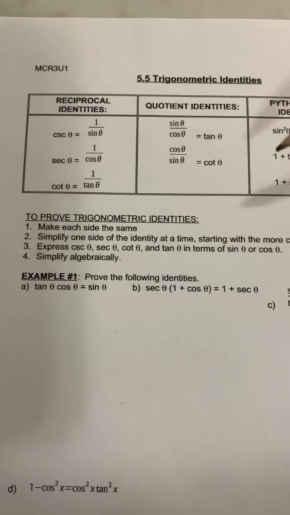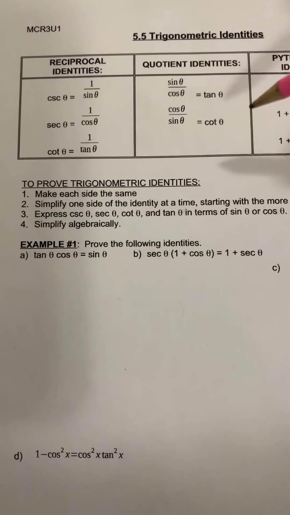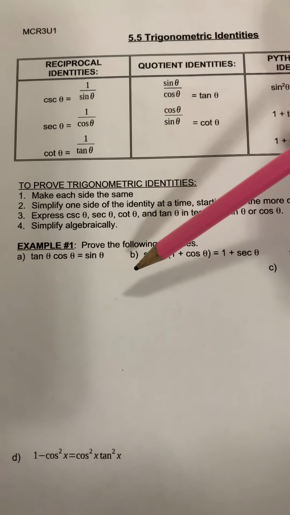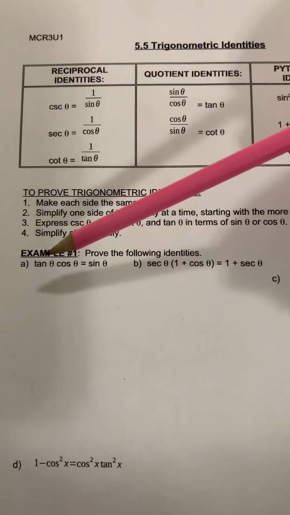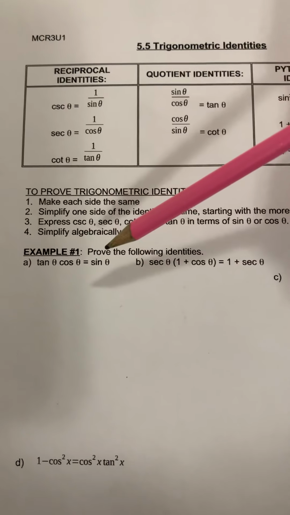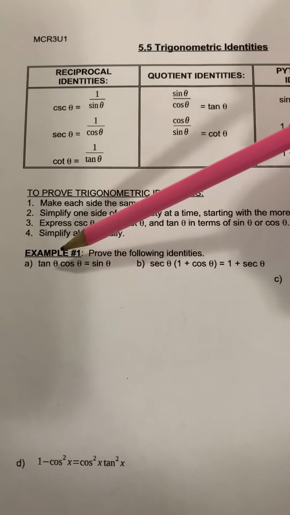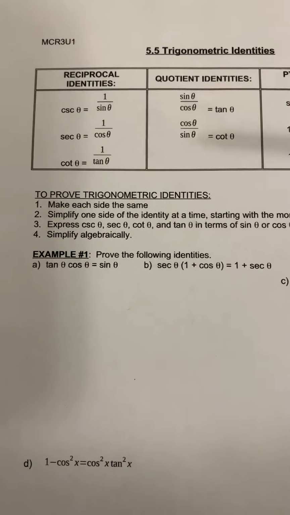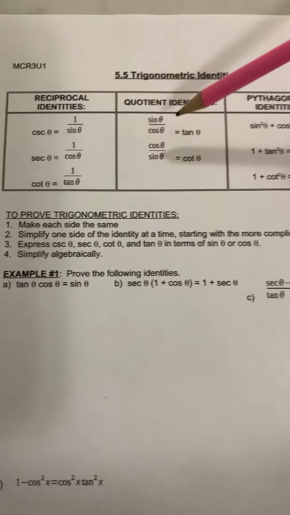So what happens is we get these equations, and what we want to do in each of these equations is prove that one side of the equation is equal to the other side. We do so by simplifying one side or both. We cannot move things side to side. What we do is we work with one side and we try to make it equal the other side, and we do that by using these identities.